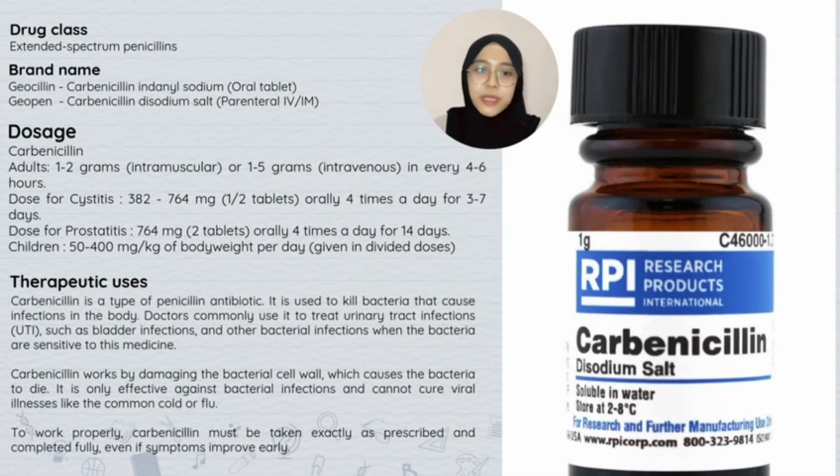Carbenicillin is an extended spectrum penicillin antibiotic. It is used to treat bacterial infection, especially urinary tract infection (UTI), such as bladder and prostate infection. Carbenicillin works by damaging the bacterial cell wall, which causes the bacteria to die. It is effective only against bacterial infection and does not treat viral infection like the common cold or flu.